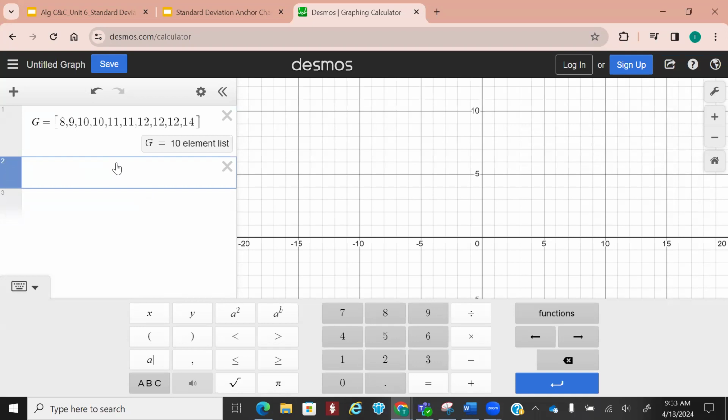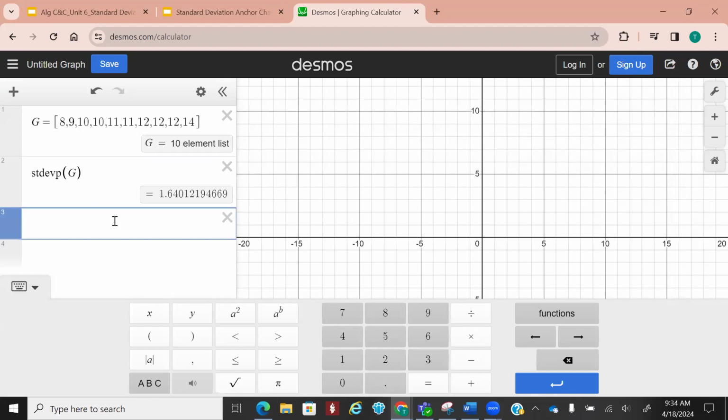Now, once you've listed out all those numbers, here is the magic code. You type STDEVP and then put G in there. And look what pops up. Your standard deviation. I didn't have to calculate nothing. It does it for me. This is great. If you wanted to find mean, you would type mean, parentheses, G.